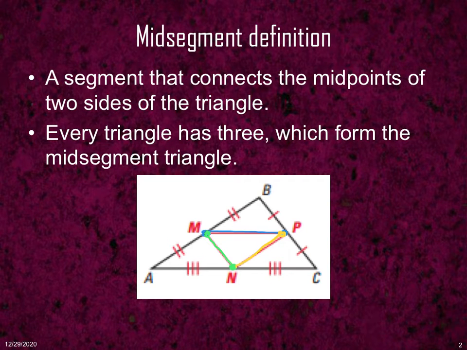We can tell that M, P, and N are all midpoints because of the congruent marks on the sides. So notice this segment is congruent to this because point M is the midpoint. Same thing over here on AC. N would be the midpoint of AC, and I can tell that because AN is congruent to NC. And then the same thing for BC. BP is congruent to PC, so I know that point P is the midpoint.